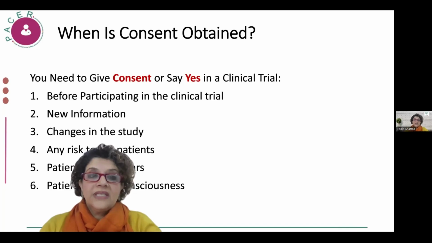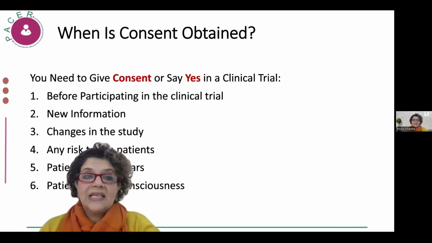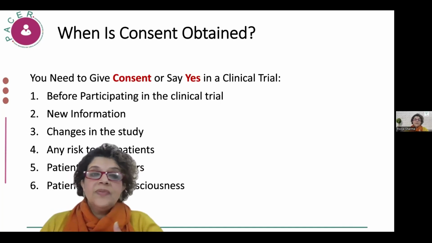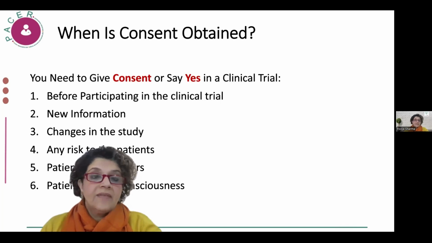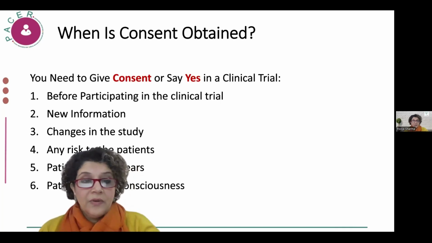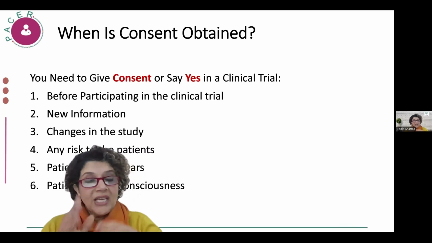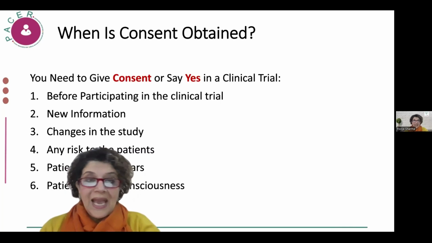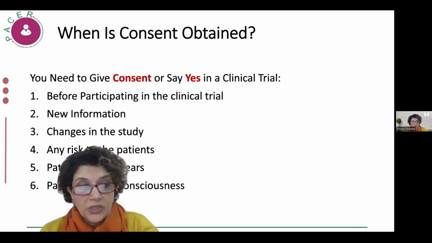In consent, you would say yes. When all do you have to say yes in participating in a clinical trial? One is before participating in the clinical trial; before participation, they have to take permission. If there is new information, they have to tell you. Sometimes the drug becomes so effective that they have to tell you. Sometimes the drug is not effective, they have to tell you. If they have changed the study, they should tell you. Any risk or side effect that they are seeing in other patients, they should tell you.